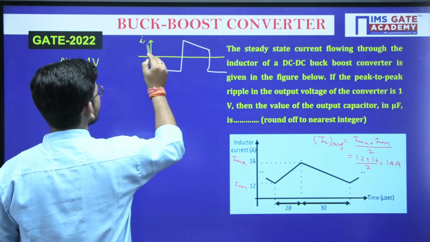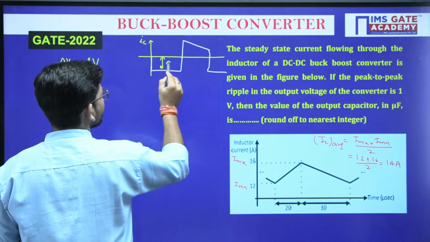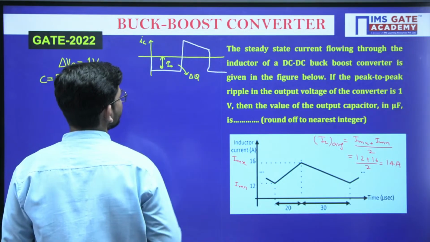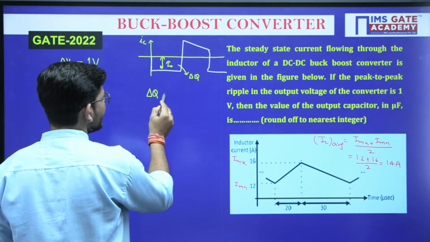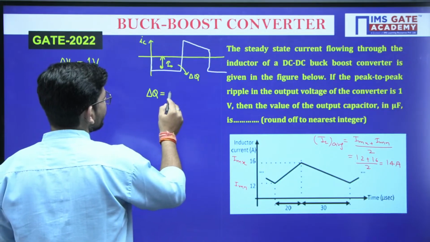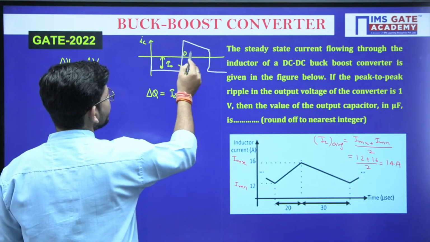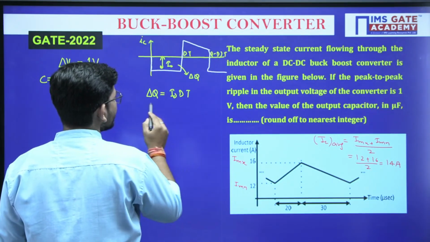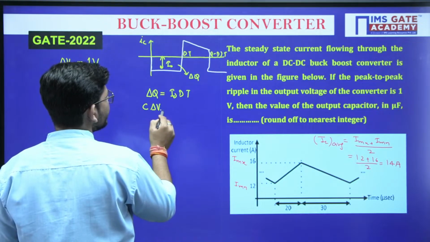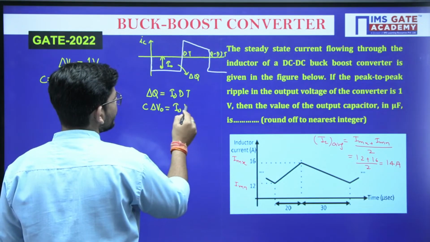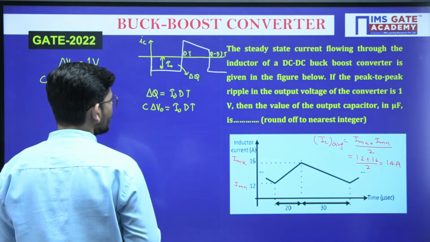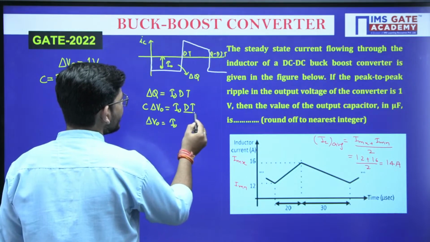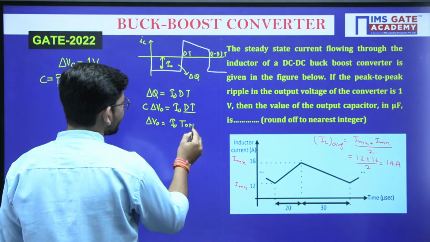This was the capacitor current expression. Yes or no? This was current I naught. So this one is the charge trapped. I am again deriving the formula. Del Q will be equal to I naught times this time, which is dt, and this time is 1 minus dt. So I naught into dt. Now what we can write here is C del V naught equals I naught into dt. Now what is del V naught? Del V naught is I naught times dt, and dt is nothing but the on time, upon C.